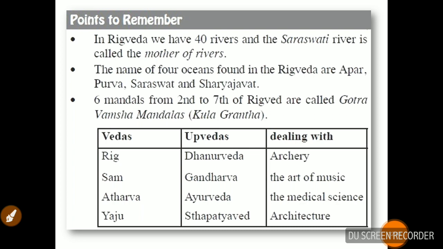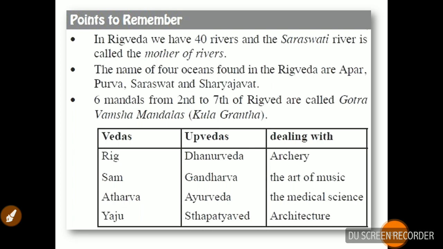You also have to remember the important Upa Vedas connected to the Rig Veda, Sama Veda, Atharva Veda and Yajurveda. You can see in the box, for Rig Veda the Upa Veda is Dhanur Veda. Dhanur definitely means archery. The second one, connected to Sama Veda, is Gandharva Veda. You know Sama Veda is about melody, so its Upa Veda is Gandharva, which deals with the art of music.